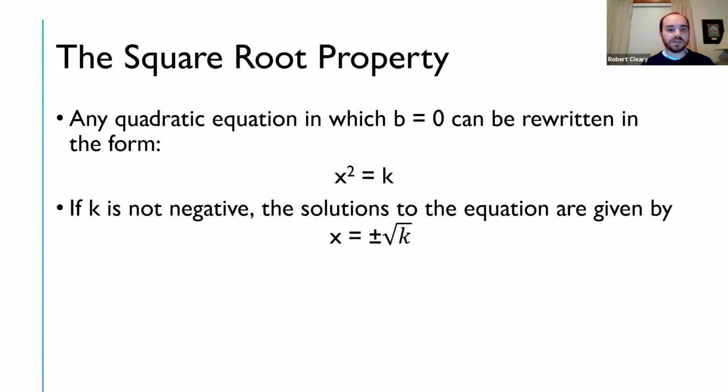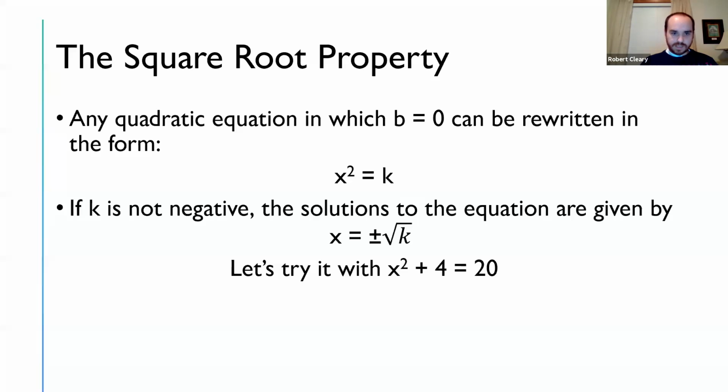If k is not negative, the solutions to the equation are given by x equals plus or minus the square root of k. You probably already know that, right? If I take the square root of both sides, I've solved for x. And because it's a square root of k, it can be a positive or a negative number. If I have 49, usually if you see the square root of 49, you're just going to write 7. But realistically, it is either 7 or negative 7, because negative 7 times negative 7 is also 49. So this is just making that more literal.